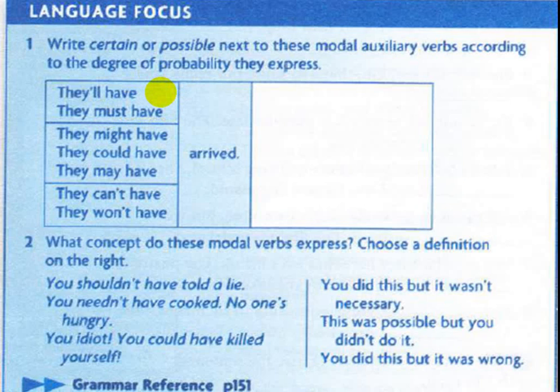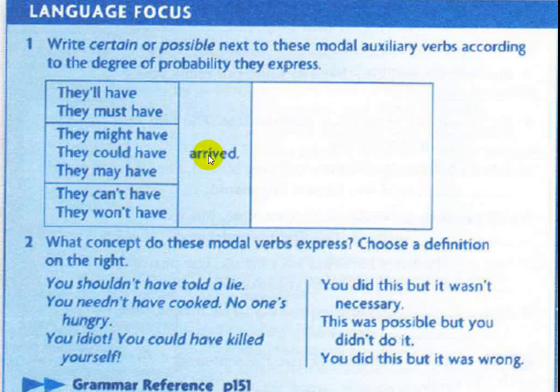They might have arrived, or they'll have arrived, they must have arrived. So they might have arrived is possible, and they could have arrived, also possible. They may have arrived, possible. So will and must are certain, and might, could, may are possible.